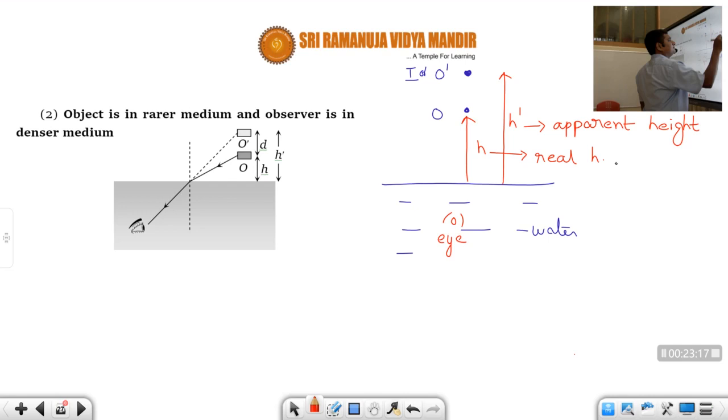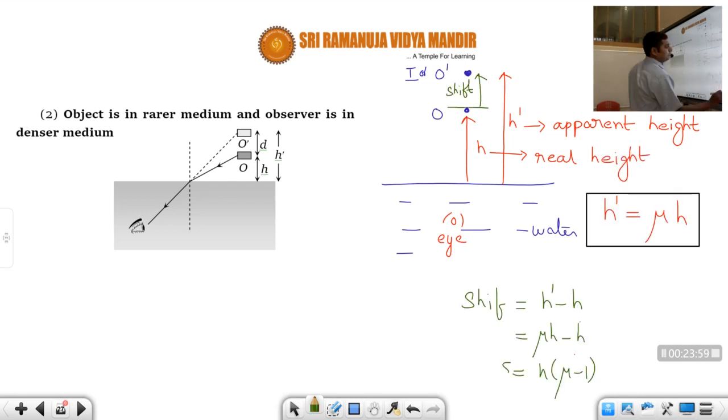And this is called the shift, students. The object got shifted by this much. So what is the formula for shift? Shift is equal to h dash minus h. What is h dash? Mu h. So if you take h common, it is mu minus 1 times h. This is called the shift. This much the object will get shifted.